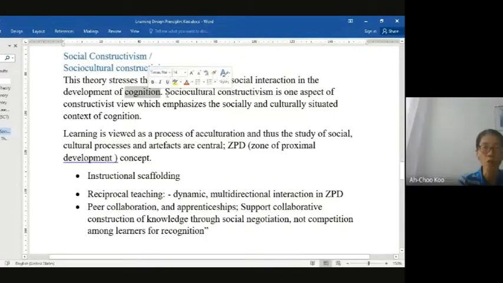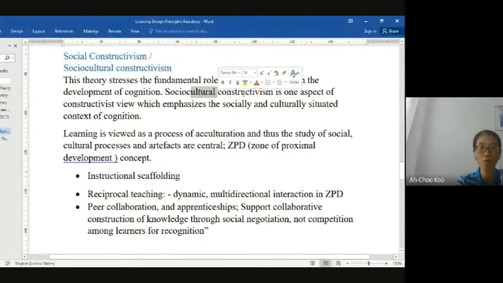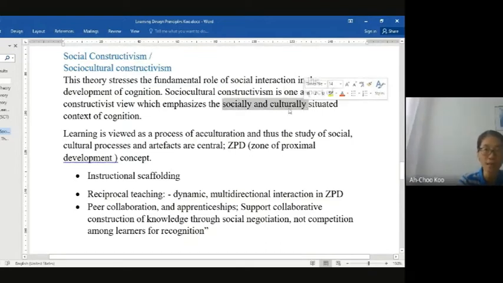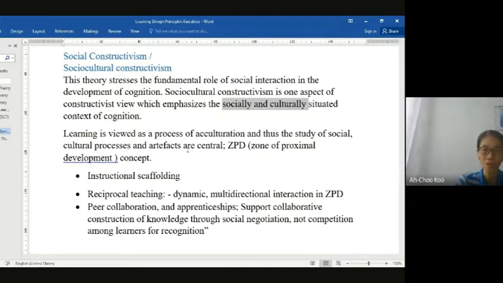Okay, social cultural constructivism. This one involves the word culture lah. Social cultural constructivism is one aspect of the constructivist view which emphasizes the socially and culturally situated context of cognition. For example, like Malaysian culture. Maybe when Malaysian people talk, right? They also put in some Malay words in their English, for example.